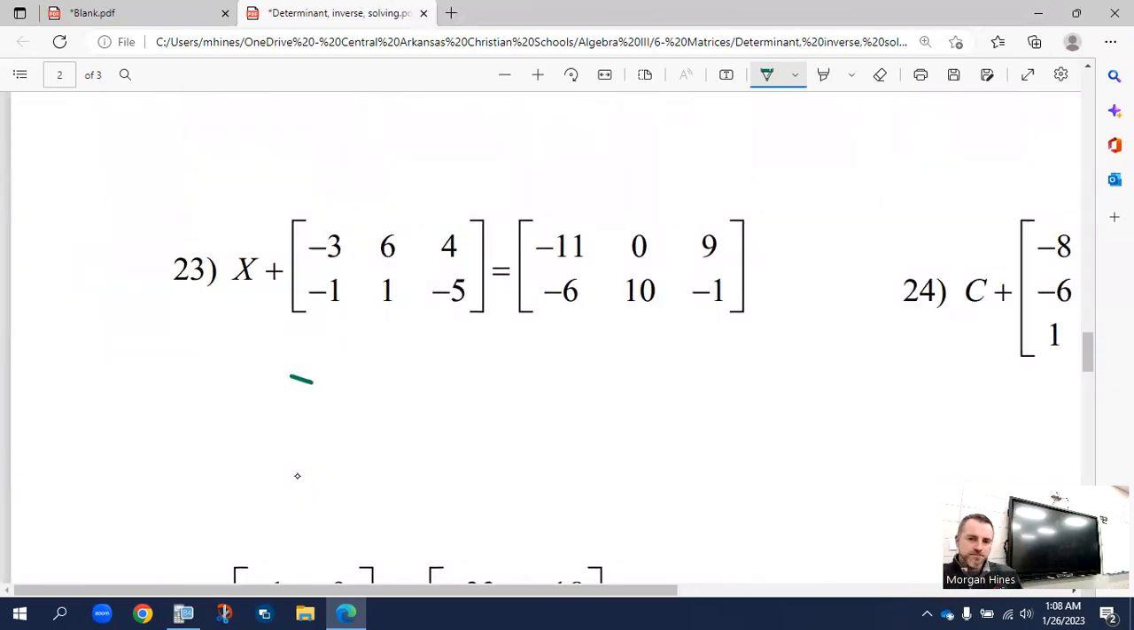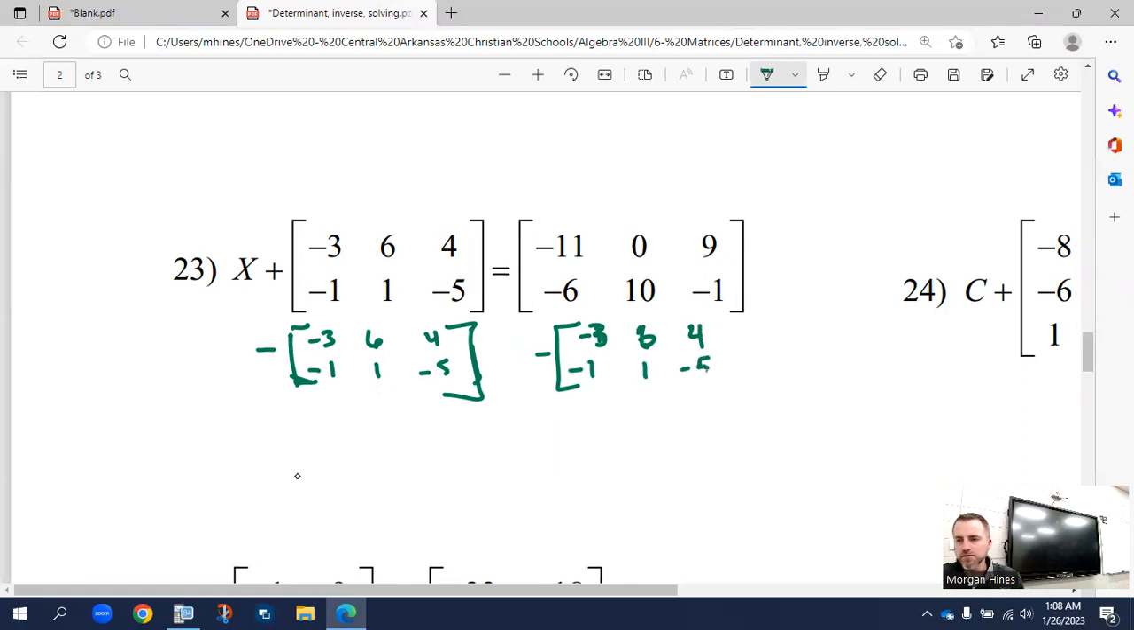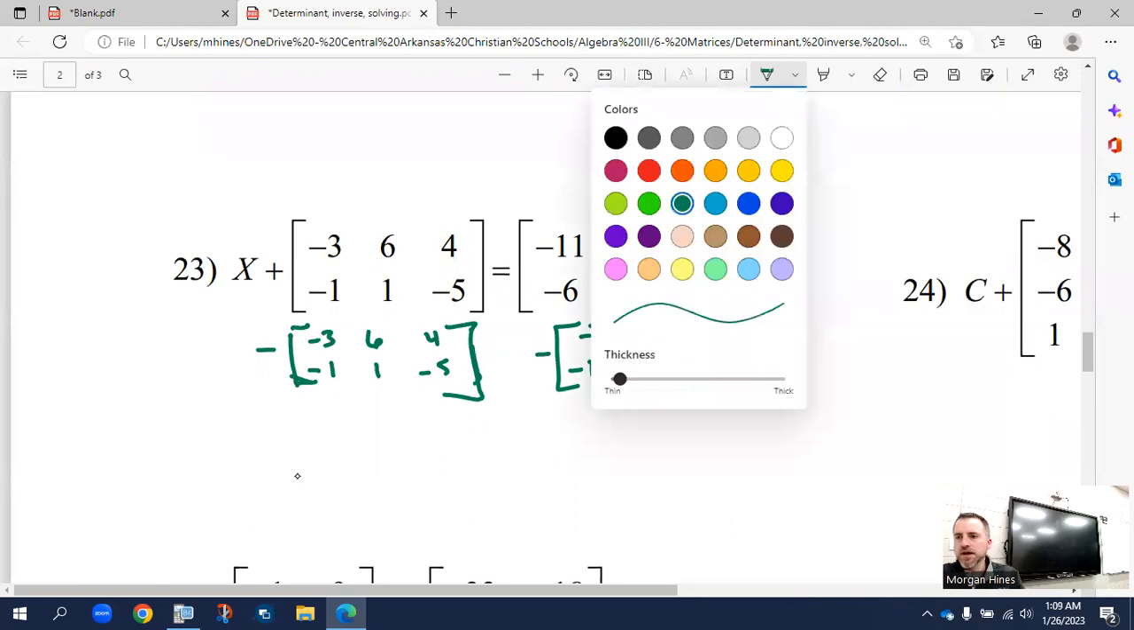So check this out. We can subtract a matrix. So we can subtract this whole matrix from both sides. So bye-bye -3, 6, 4, -1, 1, -5. And then bye-bye, we'll subtract -3, 6, 4, -1, 1, -5. And then what's the result of that?